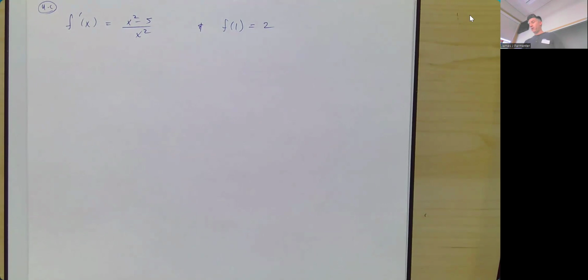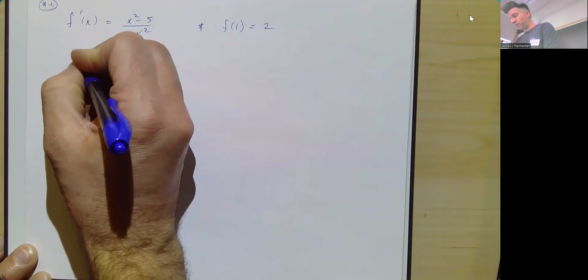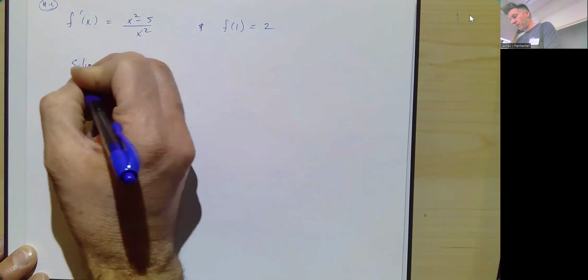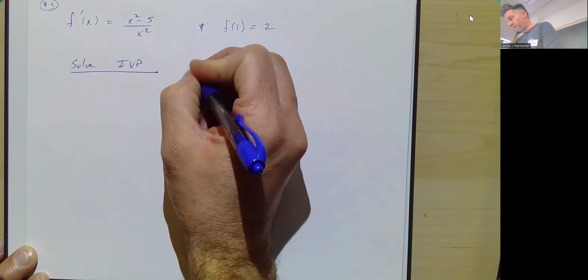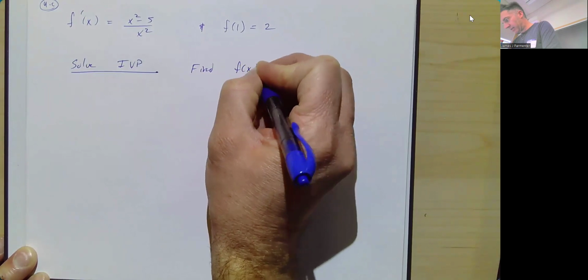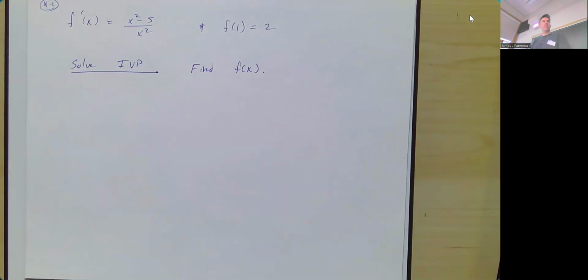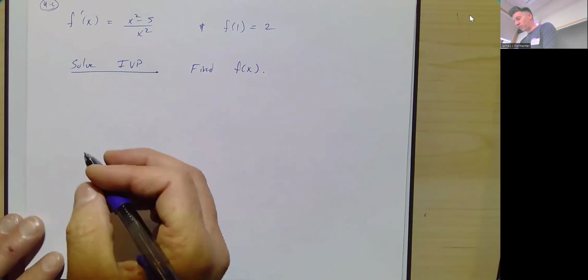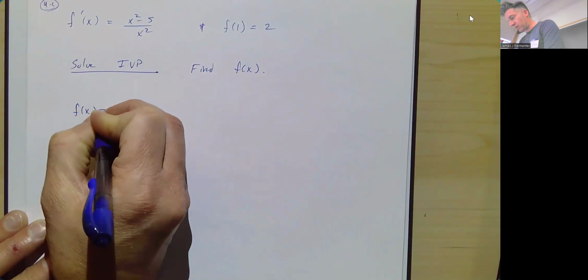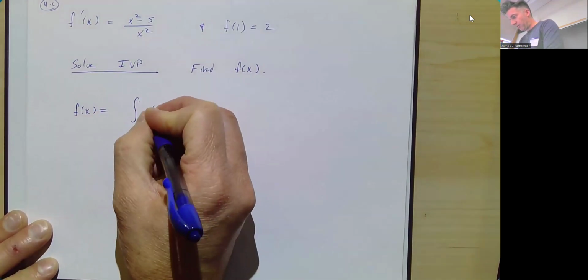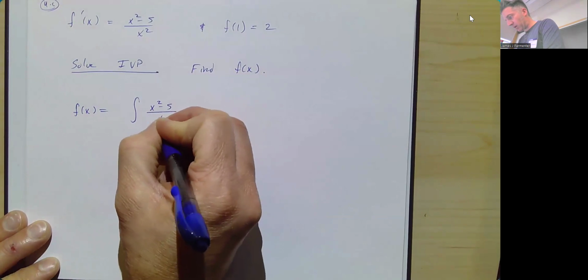When you're trying to solve the initial value problem, it essentially means find f of x. We're trying to find the function f of x. So if I know the derivative of f of x, how do I find f of x? What do I do to the derivative to get back to the original function? Right, we integrate. So f of x is going to equal the integral of x squared minus 5 divided by x squared.